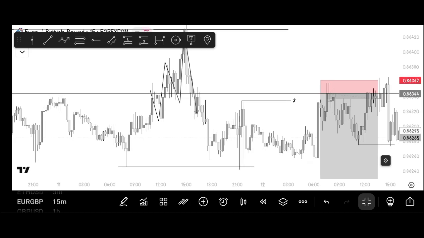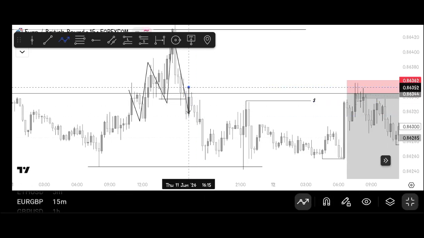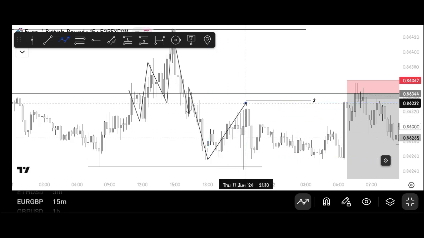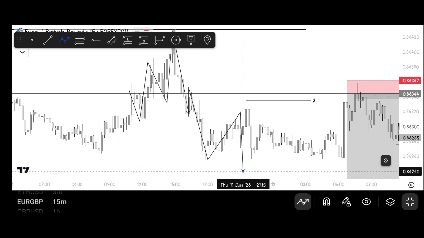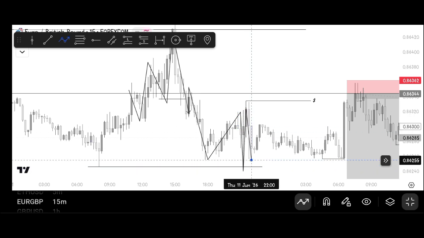Let me clean it, okay? And we got a little pullback after the change of character. So price keeps coming down. This was the last pullback, the last pullback before price gave this change of character.